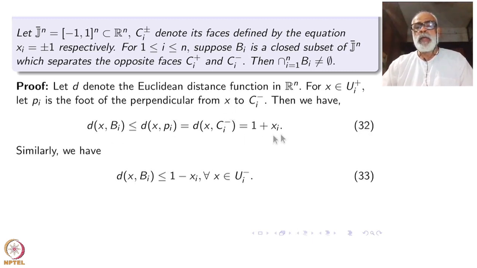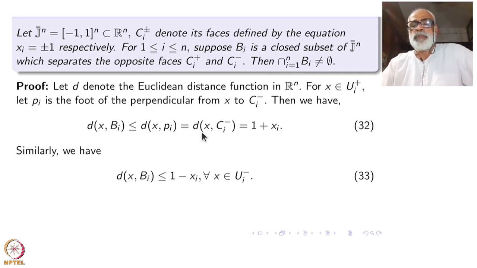Then, this is an elementary observation. Distance between x and Bi, Bi is a subset which separates the two things, right? It's less than or equal to distance between x and pi. And this distance is actually equal to distance between x and Ci minus. Why? Because pi is the foot of the perpendicular. And what is this distance? It is just 1 plus the ith coordinate of x. Okay. Similarly, distance between x and Bi is less than or equal to 1 minus xi for every x inside Ui minus. This is for Ui plus and this is for Ui minus. So very easy to remember.